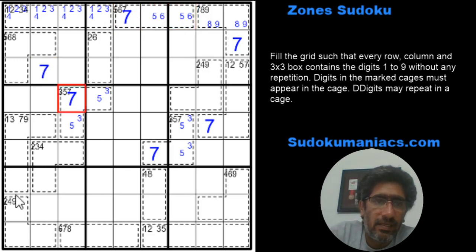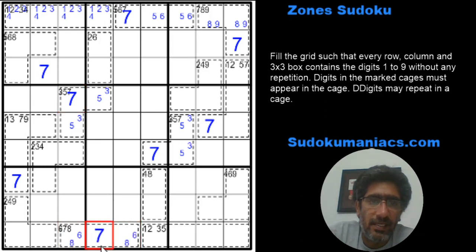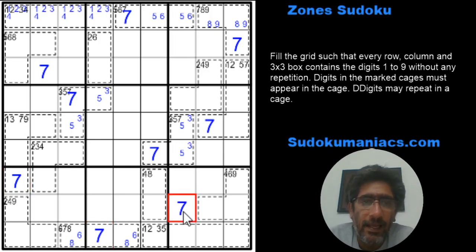7 will have to be here because this cage has to be 2, 4, and 9. Right? And so this is a 6, 7, and 8. So this is a 6, 8 because of this. This also is a 6, 8, and this gives me a 7. And by classic rule, 7, 7, 7. So we can place all the 7s in the grid at the start of the puzzle.